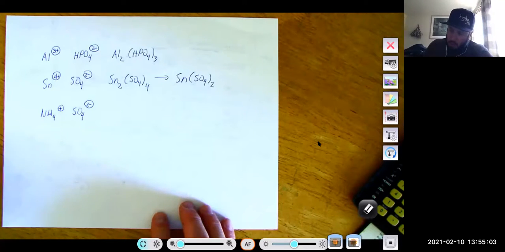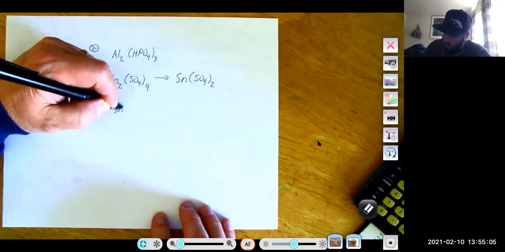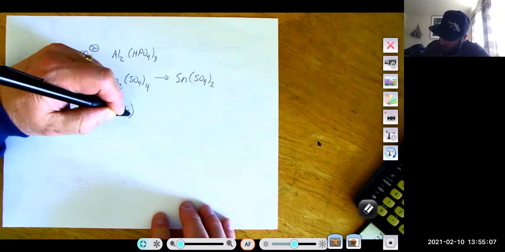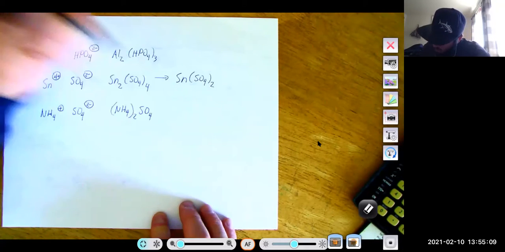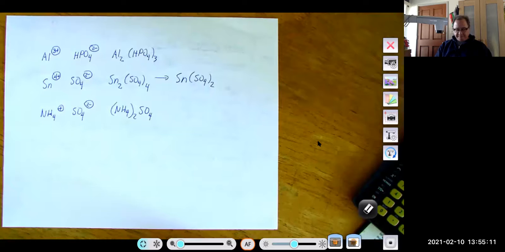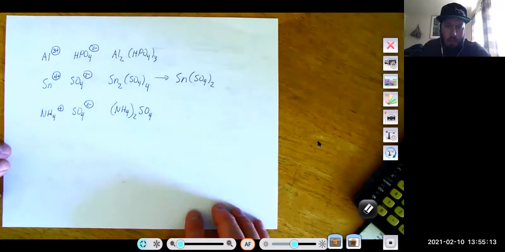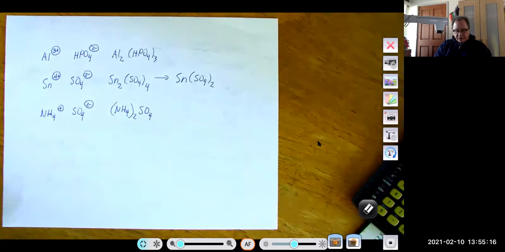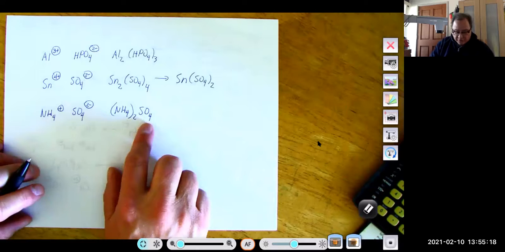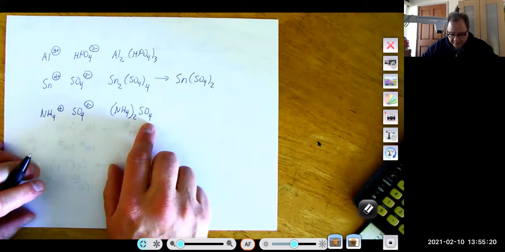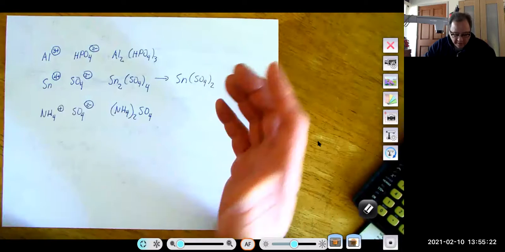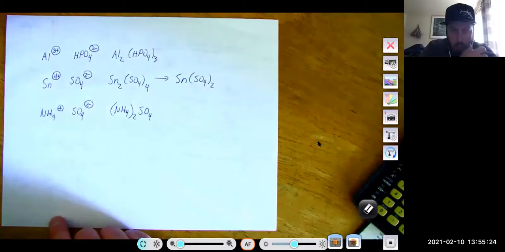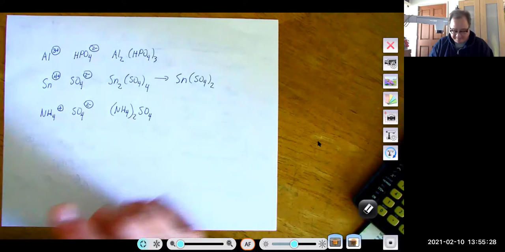(NH4)2SO4. Correct. Good job. And it can't be simplified, right? Well, I was thinking about that, because there's a 2 and a 4 here, but you're not allowed to simplify one part of a polyatomic ion. Yeah, then you're changing it. You're changing it to saying SO2 and it's not the same. Right.